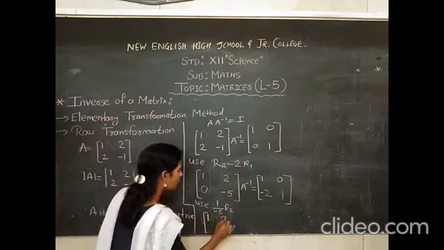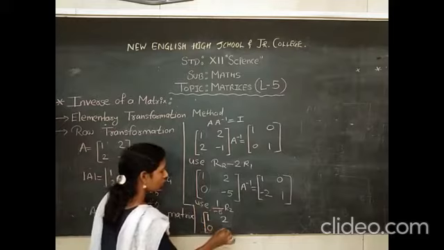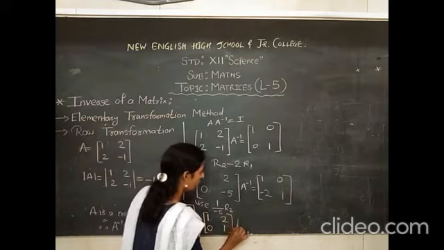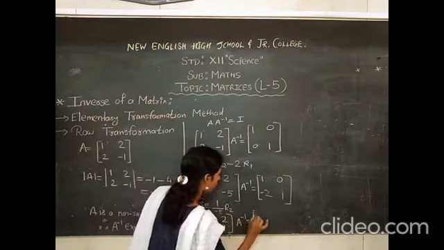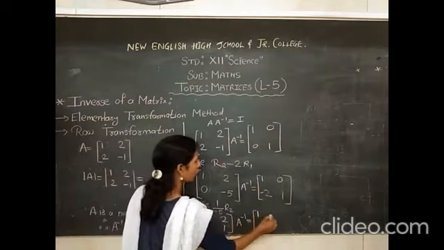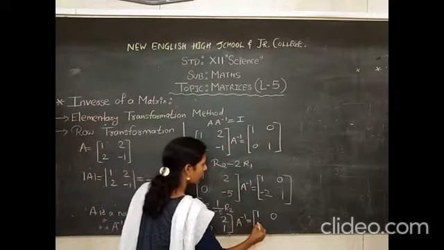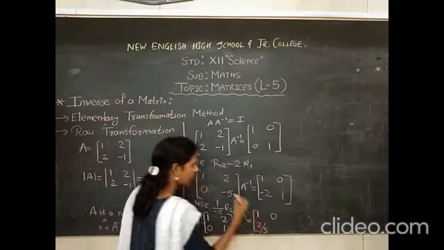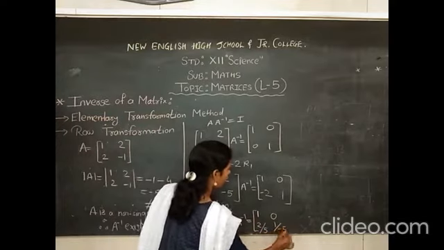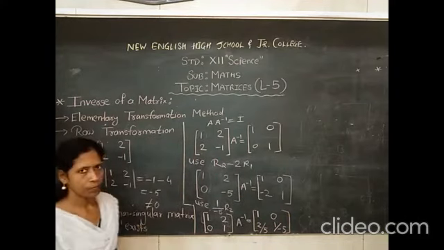1, 2 as it is. 0 by minus 5, no change. This will become 1. A inverse equals to, the same R2 divided by minus 5. In R1 no change, 1 and 0 will remain as it is. Minus 2 upon minus 5, I can write 2 upon 5. 1 upon minus 5. Okay. Please write it down.